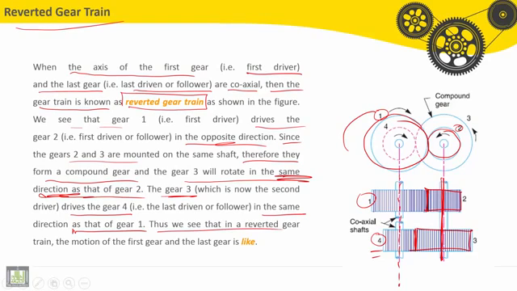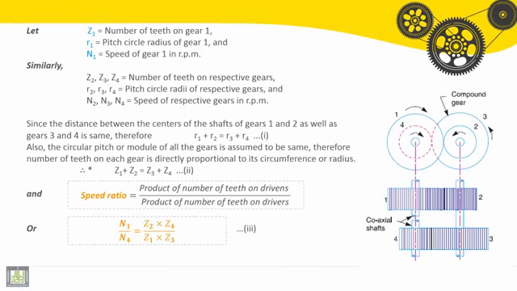Thus, we see that in a reverted gear train, the motion of the first gear and the last gear is alike. Let Z1 be the number of teeth on gear 1, R1 the pitch circle radius of gear 1, and N1 the speed of gear 1 in RPM. Similarly for gears 2, 3, and 4.